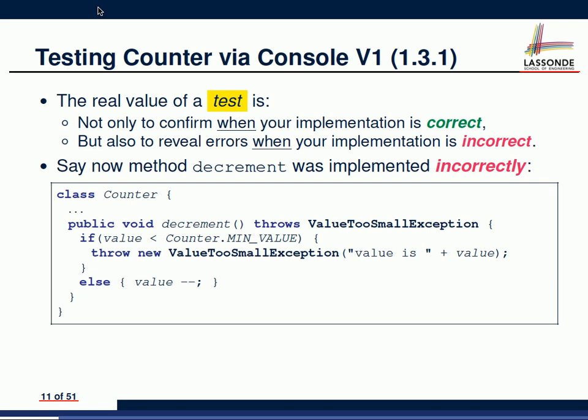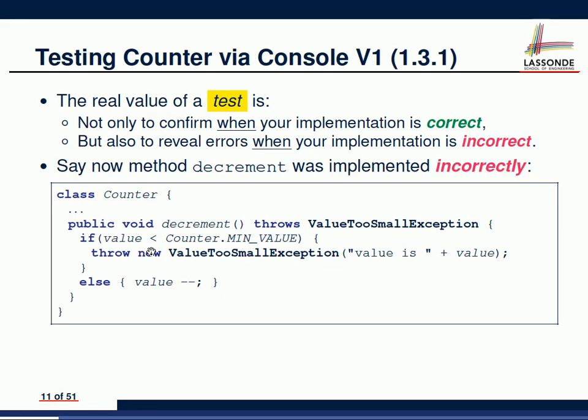Now pay attention to this alternative version of the decrements. You can see the only thing I changed was this. I say for decrement, it still might throw value too small exception. However, now I changed the condition. Rather than saying value equals counter.minimum value, I say the value strictly less than counter.minimum value. So what does that really mean? That means in this alternative implementation, I will only give you the exception if the current counter value is strictly less than the minimum value, not when it's equal.